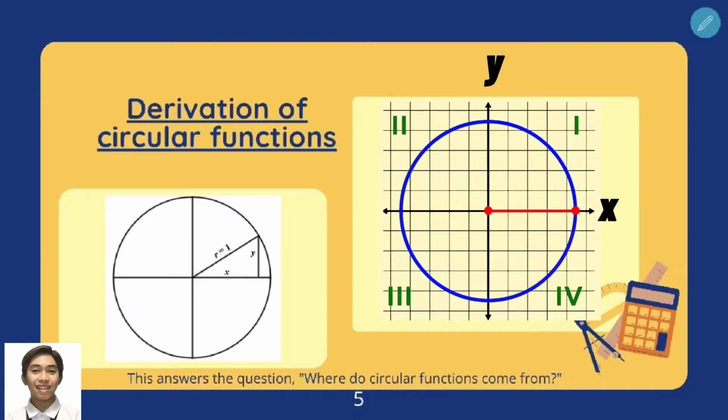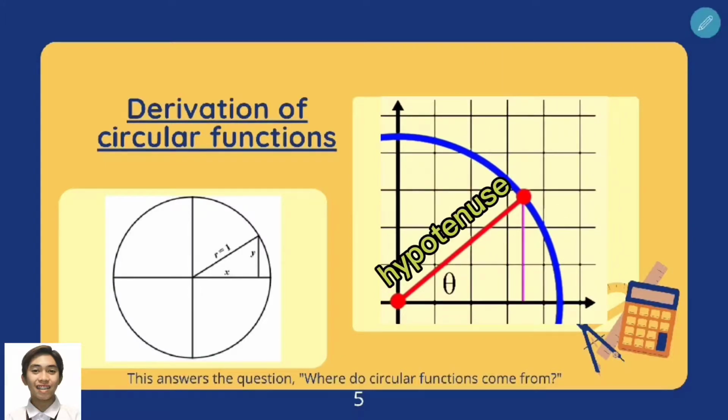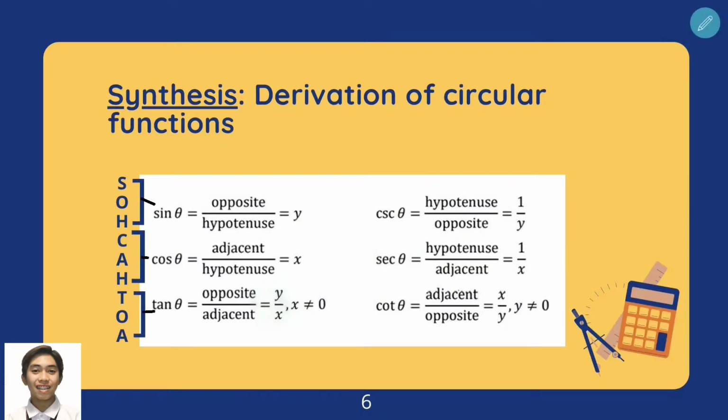To describe the exact connections between the side length and the angle, we can use the circular functions. Let's look at the triangle. We have the hypotenuse, the adjacent leg, which is the leg right next to the angle, and the other leg, which would be the opposite. Here come our 6 circular functions.